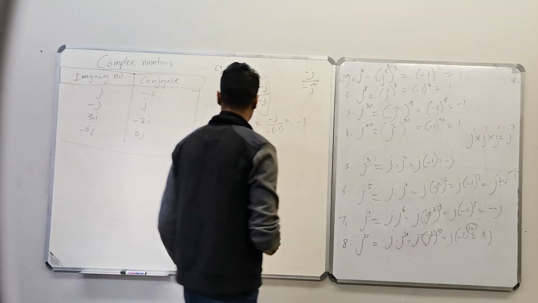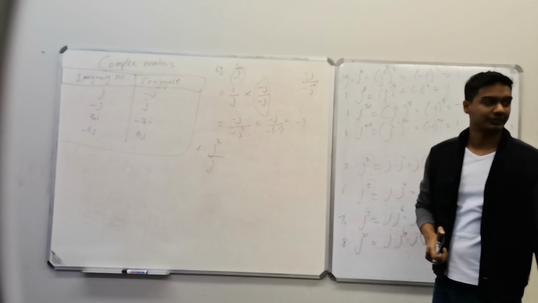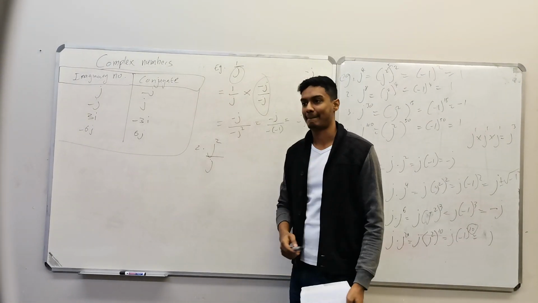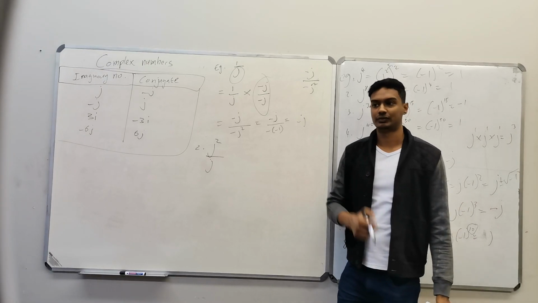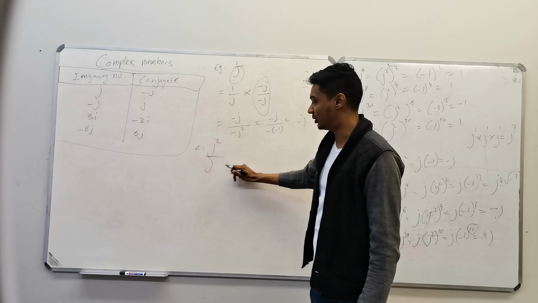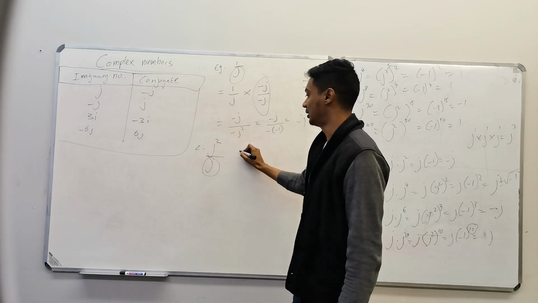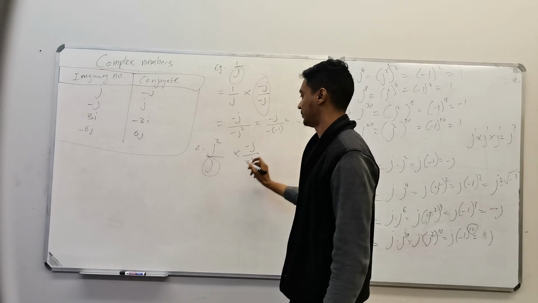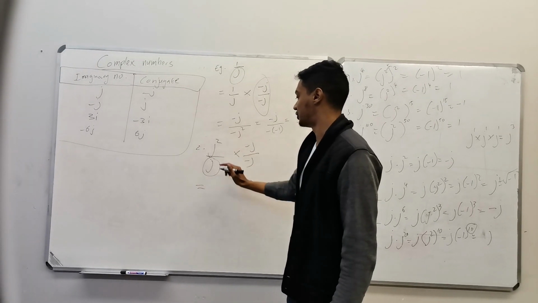j squared over j. Right. j squared over j. What is our conjugate? Minus j. Our conjugate is minus j because of this. Right, so we multiply by minus j over minus j. Right, what's going to happen to our top?